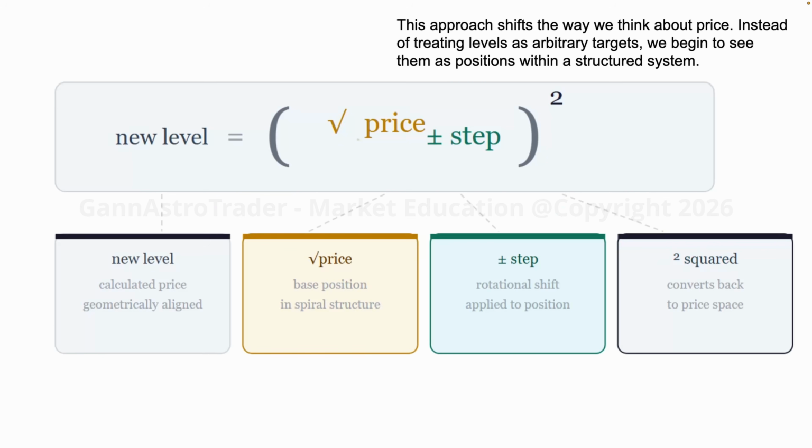This approach shifts the way we think about price. Instead of treating levels as arbitrary targets, we begin to see them as positions within a structured system. Price is no longer random movement, but part of a rotational process that can be measured and understood.